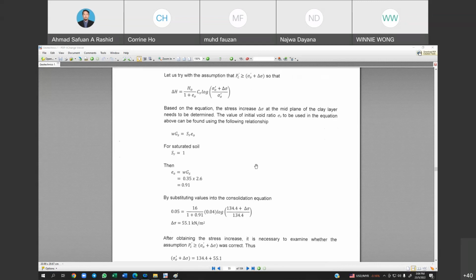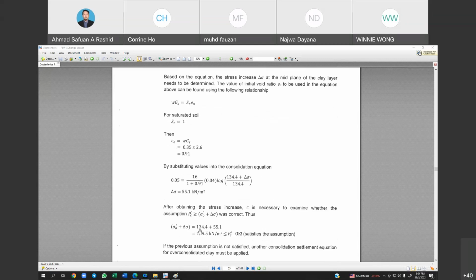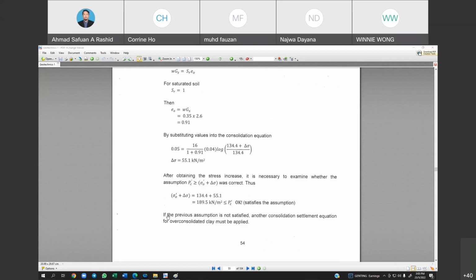So after obtaining the stress increase, it is necessary to examine whether the assumption of Pc was correct. Kita dapati bahawa 134.4 plus 55.1 is less than the Pc value, so it satisfies the assumption. If the previous assumption is not satisfied, another consolidation settlement equation for over consolidated clay must be applied. So kalau lah contoh value yang ini lebih besar dari Pc, we need to use the second equation.